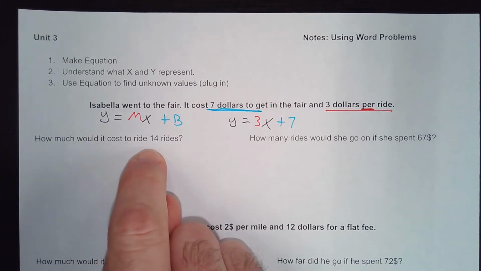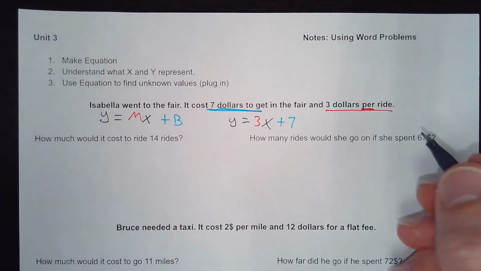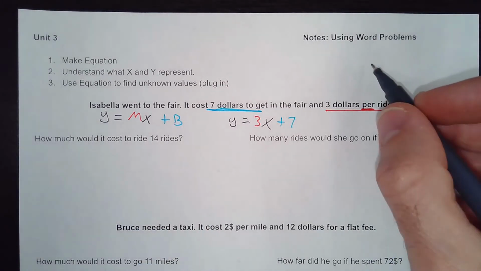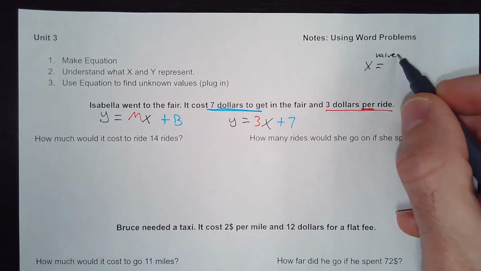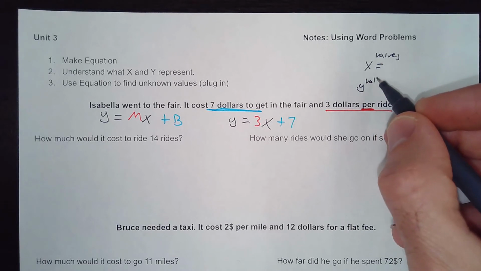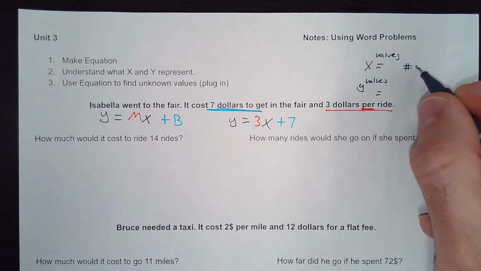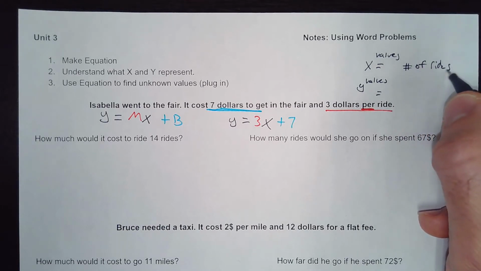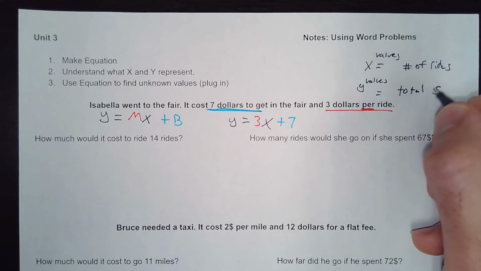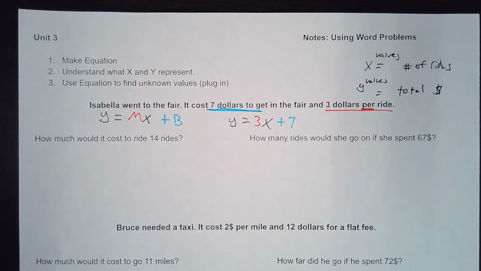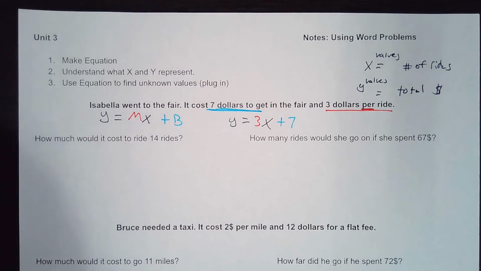How much would it cost to ride 14 rides? Oh, and one more thing we forgot to put. So our x values and y values: our x values here are number of rides. Y value is total cost, or total amount of money spent at the fair. So how much would it cost to ride 14 rides?